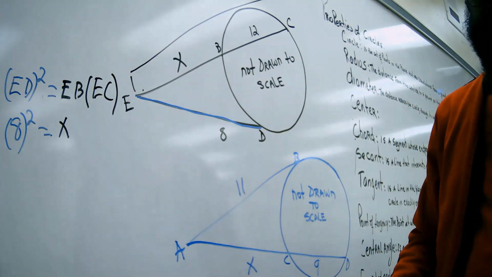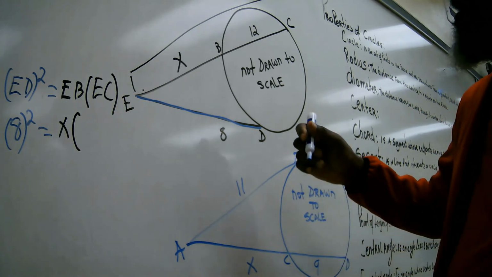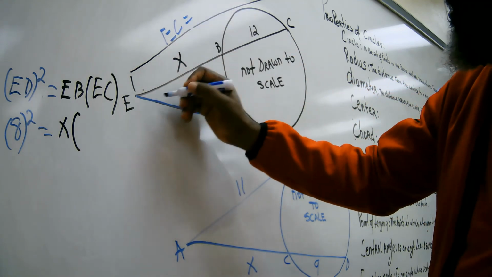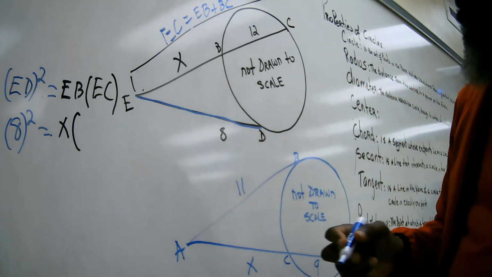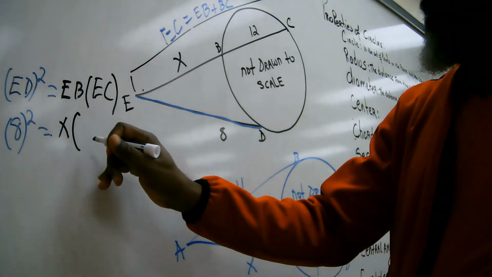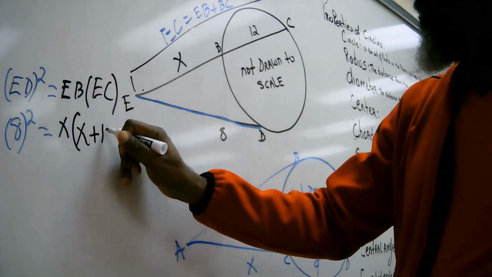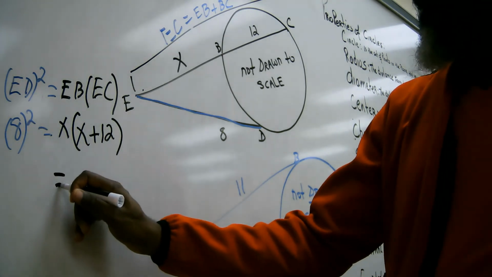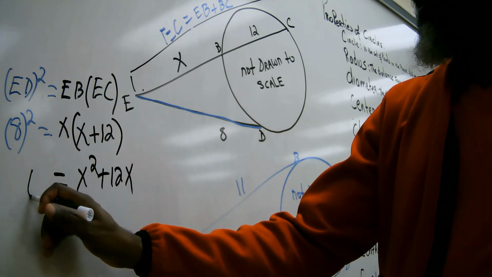Now be careful. To find EC, we use the segment addition postulate. EC is equal to EB plus BC. In this case, we know that EB is x, so you will replace it with x plus BC, which is 12. So that will be your equation. Now your equation is complete. Then you will distribute: x squared plus 12x, and 8 squared is 64.